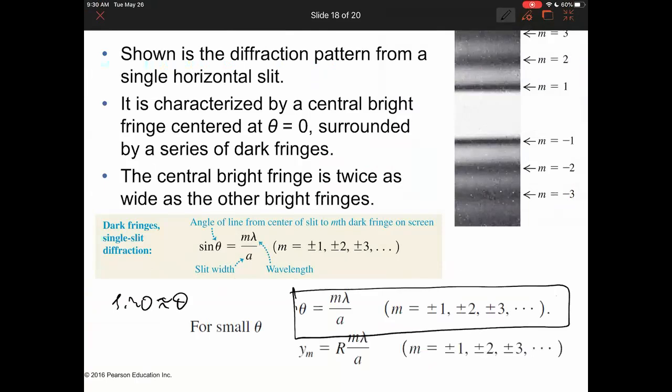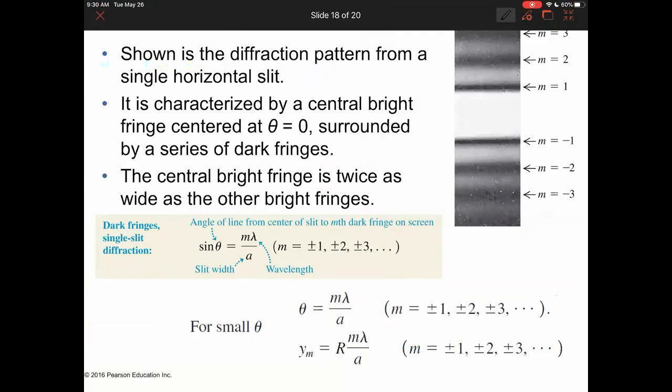Same way, we have the other equation, right? So you can represent the position in terms of the angular displacement or linear displacement, like we did for the double slit. So you can do it in terms of theta, or you can do it in terms of y. And what we're doing here is, again, arranging so that they are combined together. So y equals R m lambda over a. Remember, these are for destructive, or dark fringes only.